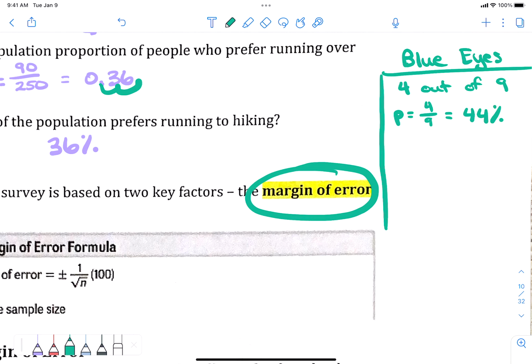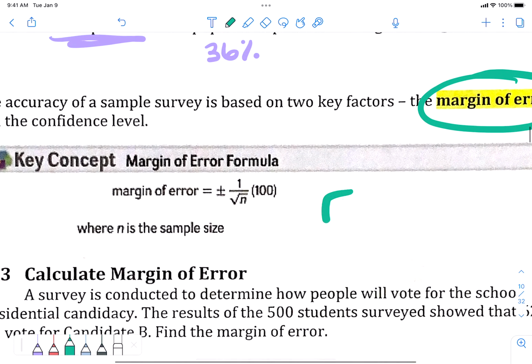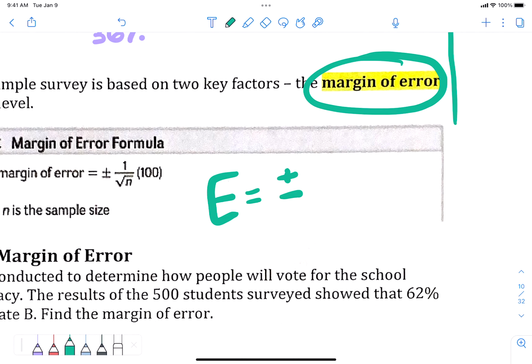Because I only surveyed 9 of us in here, we can't say that it's exactly 44%. So we calculate what's called a margin of error. I could be off by a certain amount because I only surveyed 9 of us, right? So the way to calculate a margin of error, I'm going to rewrite this a little bit bigger, off to the side. The margin of error is plus minus, don't worry about the plus minus for right now, I'll explain what that means in a second, 1 over the square root of n times 100.